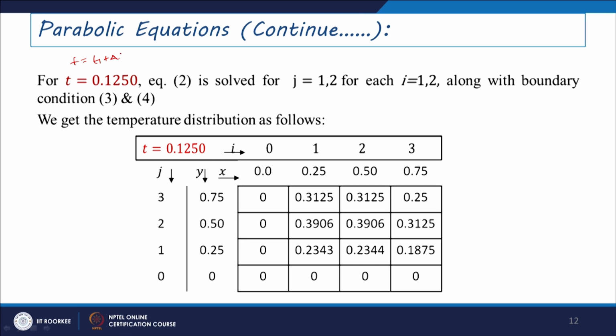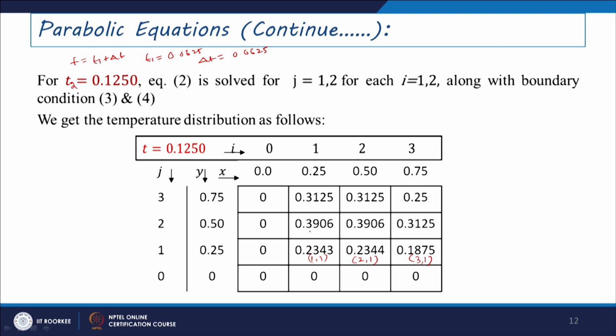If we go for the next iteration step, t can be written as t1 plus del t. Since t1 is already calculated in the previous slide as 0.0625, and the incremented value del t equals 0.0625, this final t, which we can write as t2, is t1 plus del t, written as 0.1250. If we go for the calculation of temperature here, for the first coordinate we get 0.2343, for the 2,1 coordinate we get 0.2344, and for the third coordinate we get 0.1875.